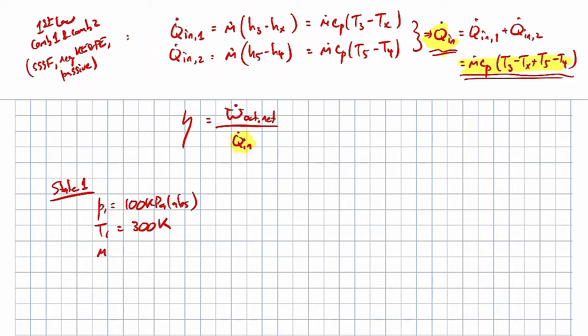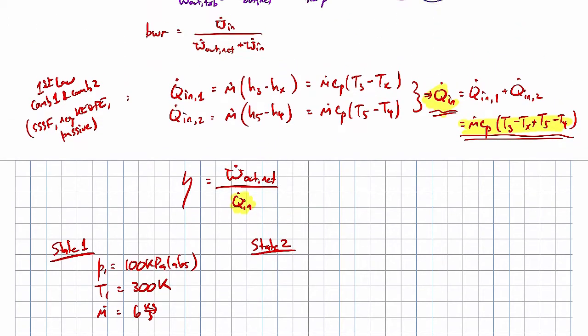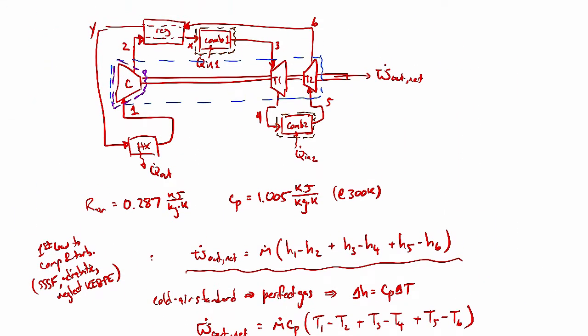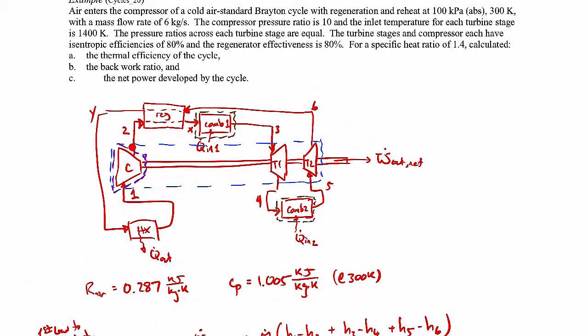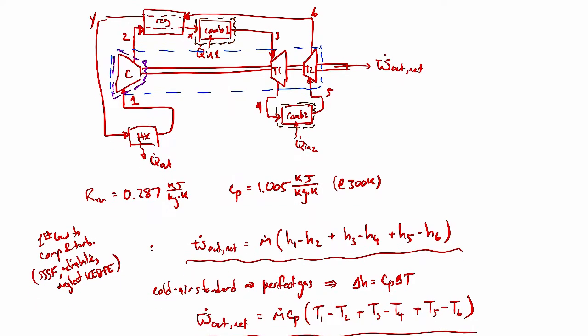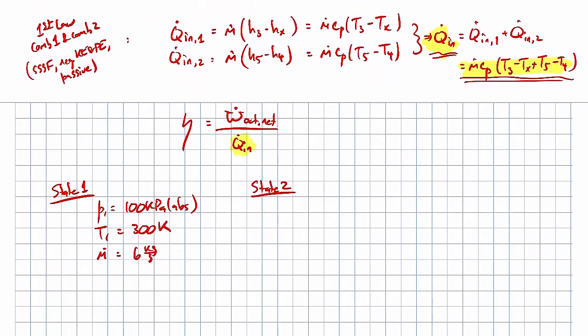And we're also told the mass flow rate was 6 kilograms per second. Okay, so we know T1. Let's go to state 2. For state 2, we're crossing the compressor, I apologize for that. And we're told the compressor has an isentropic efficiency of 80%. So we're going to make use of that isentropic efficiency to find the conditions at state 2.